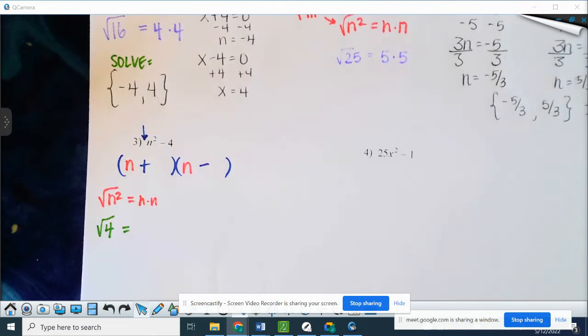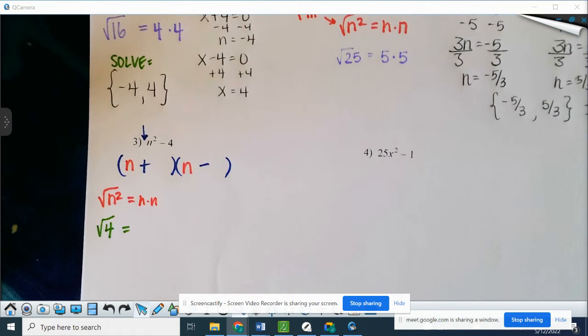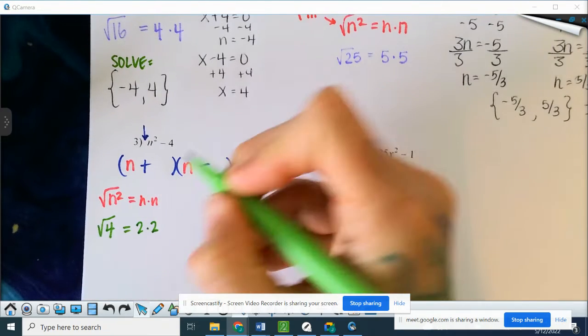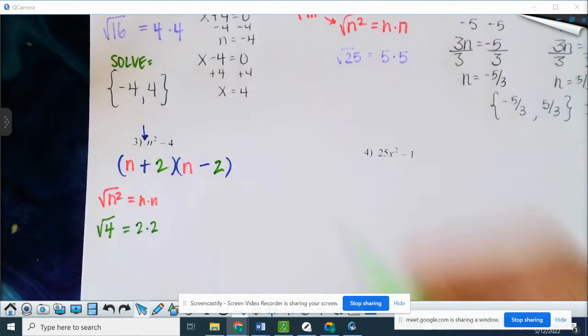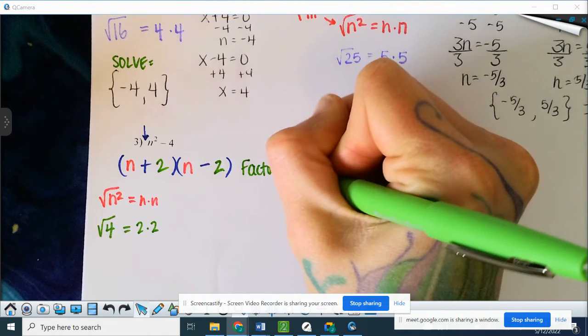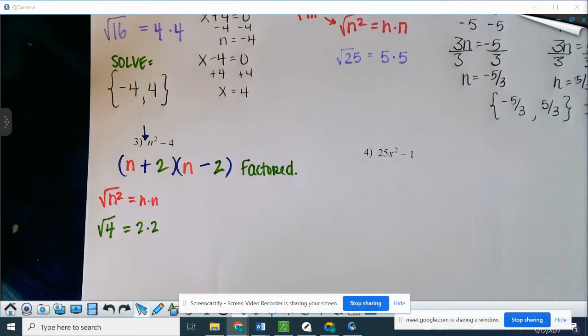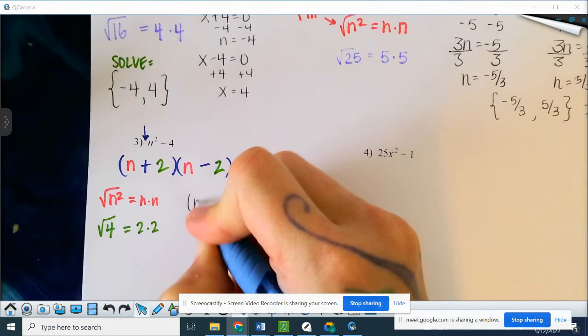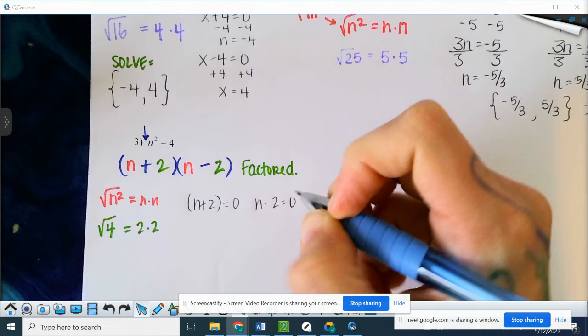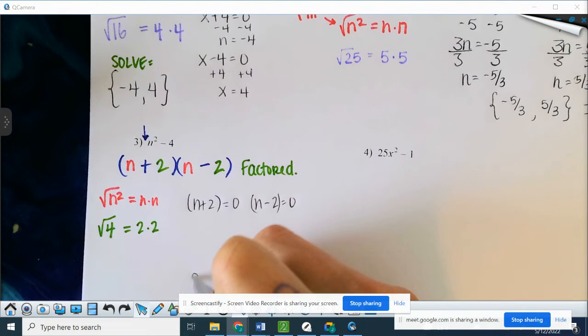Square root is the opposite. So the square root is not squaring. It's finding out what number did I multiply to get 4. So that's going to be 2 times 2. So we're going to put a 2 in the first one and a 2 in the second one. So again, this is the factored form of n squared minus 4. Solving. So I have n plus 2 equals 0 and n minus 2 equals 0. Somebody tell me what my 2 solutions are.